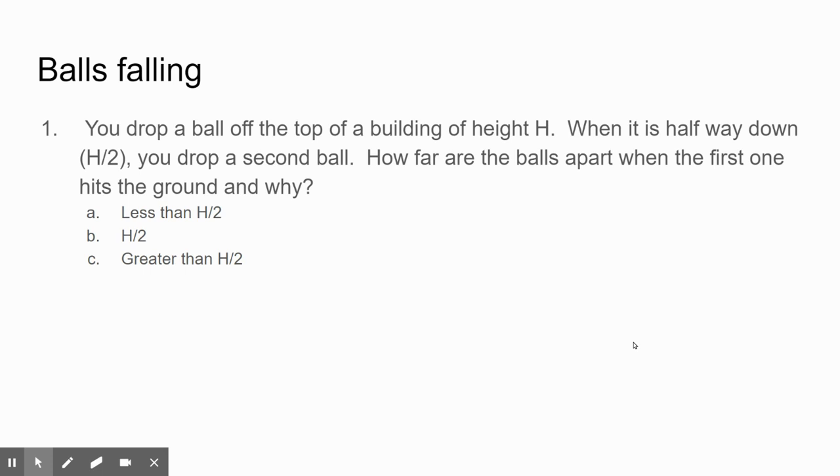So one of the most important things with this problem is the why. You can guess A, B, or C, but the why is the part that's important. So I want you to think about it, and then I want you to type your response in the chat, but don't hit enter.